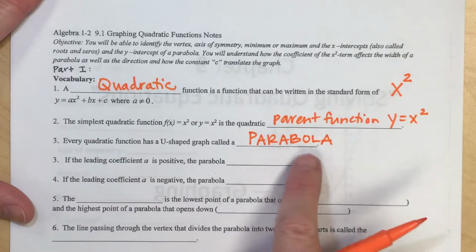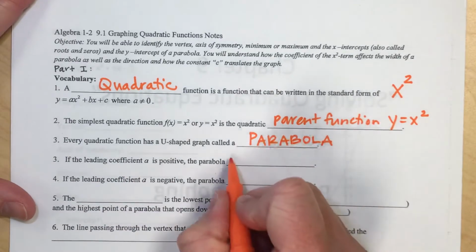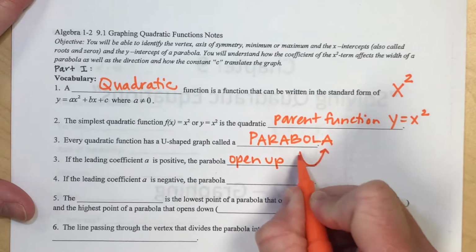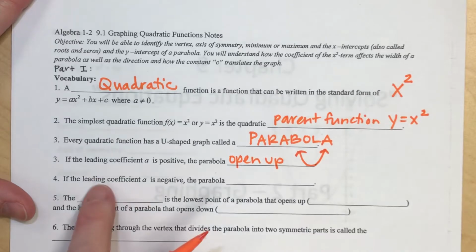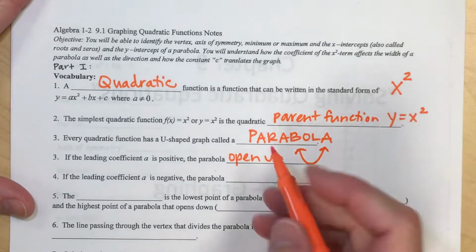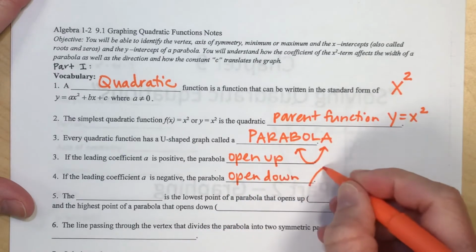And the leading coefficient of your parabola, if it is a positive number, then the parabola will open up, so it will look like this. And if that lead coefficient in front of your x squared term, so a number in front of that, if it is negative, then it will open down. So it will look something like this.